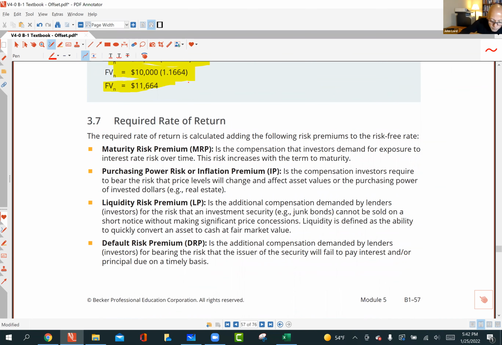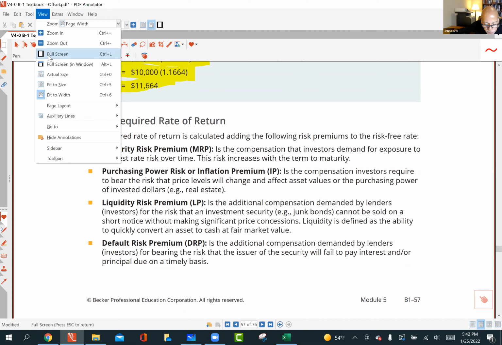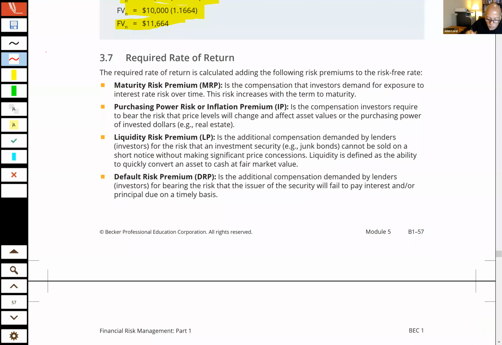Okay. All right, good. Let's take a look at the required rates of return. Required rates of return is calculated by adding the following risk premiums. Basically, what we have is the risk-free rate of return, and then we can add a premium for these different factors that we're going to define. Now, the risk-free rate of return is basically whatever the rate is for federal bills, notes, and bonds. The idea being that the federal government should not default on its debt.